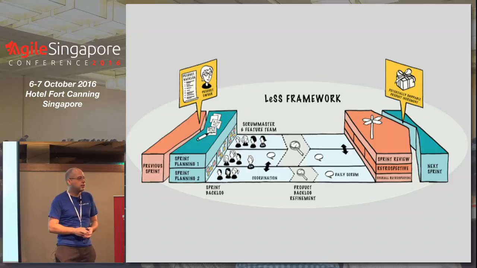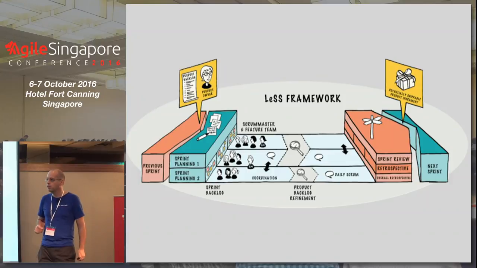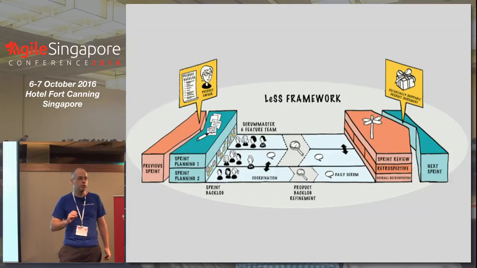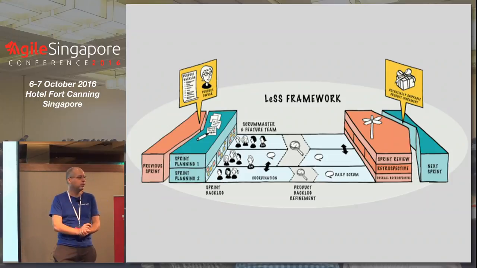And then LeSS actually adds only one event to Scrum, which is the overall retrospective, where the product owner, management, Scrum masters, and some team representatives talk about systemic and organizational problems. The really hard problems in large-scale adoptions. And that's about all there is to say about the LeSS framework. So thank you very much for coming.